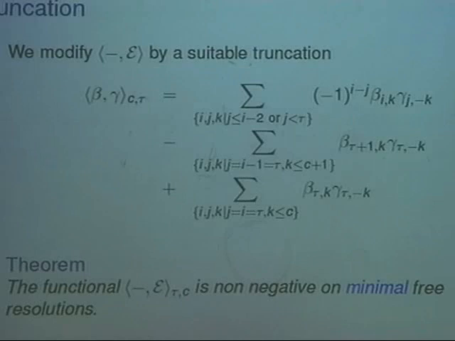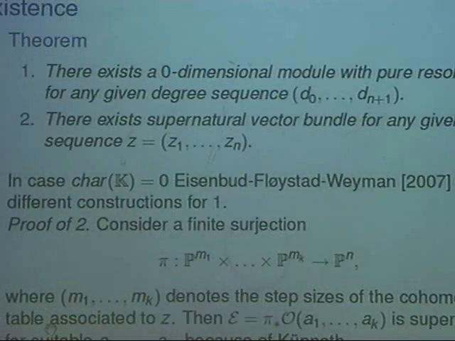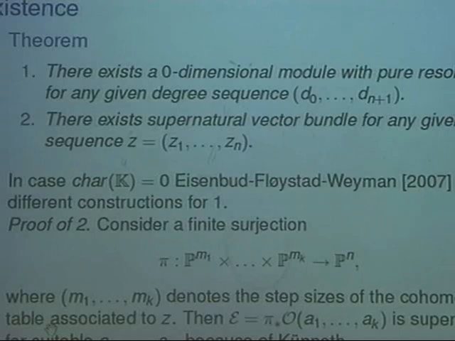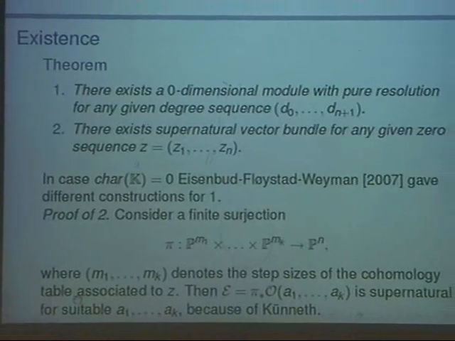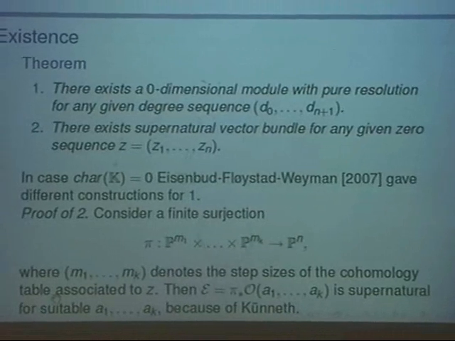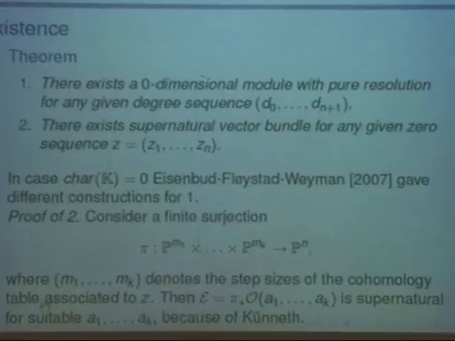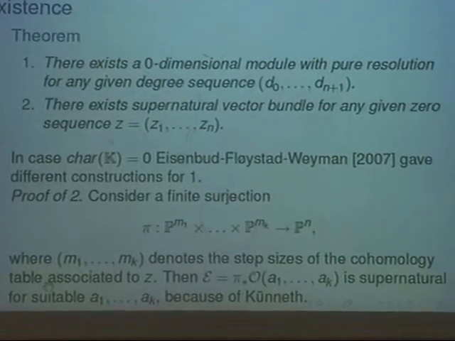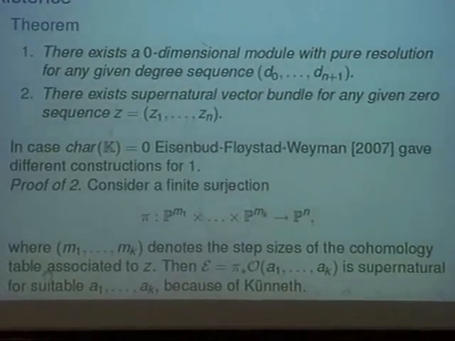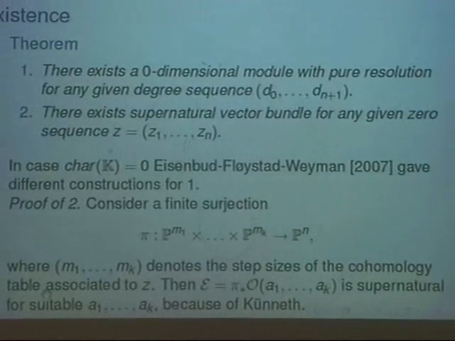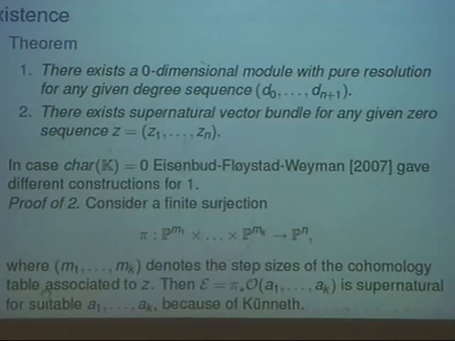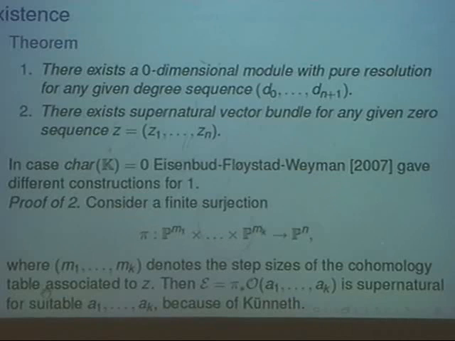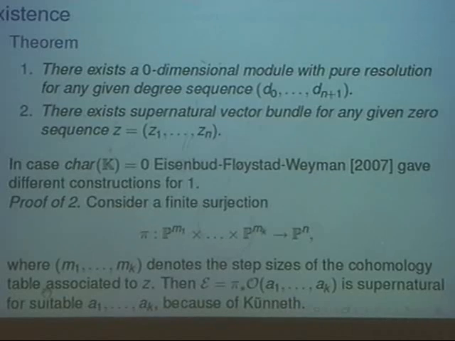Now let's look at what we can do with this. First, for the existence: there exists a zero-dimensional model with pure resolution for any degree sequence d0 up to dn plus 1. This was proved by Eisenbud, Fløystad, and Weyman in characteristic 0. They have a different construction than in the paper of David and mine, whose construction works in every characteristic. Let me explain it, because it's so easy.